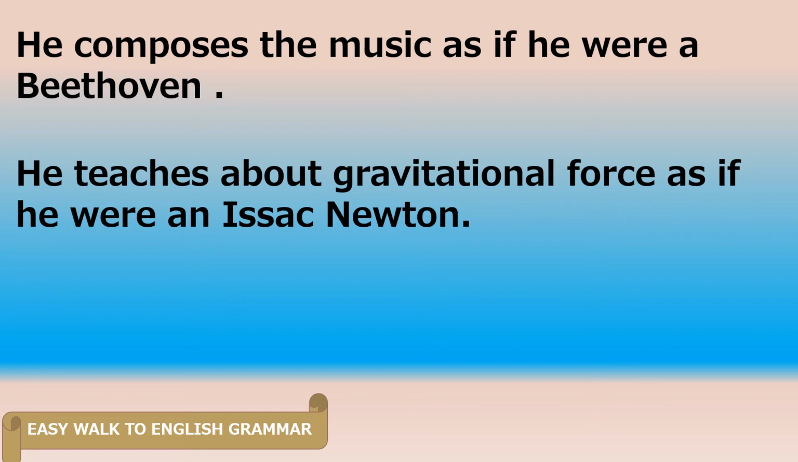Moving on to the second example, he teaches about gravitational force as if he were an Isaac Newton. In this sentence also, we adopted our subject as he. And the action goes on in the present tense, and it's clear from the verb teaches. He teaches gravitational force. And when we listen to his teaching, we feel that the real Isaac Newton comes here and he is teaching about gravitational force. With that much expertise, he teaches his students.